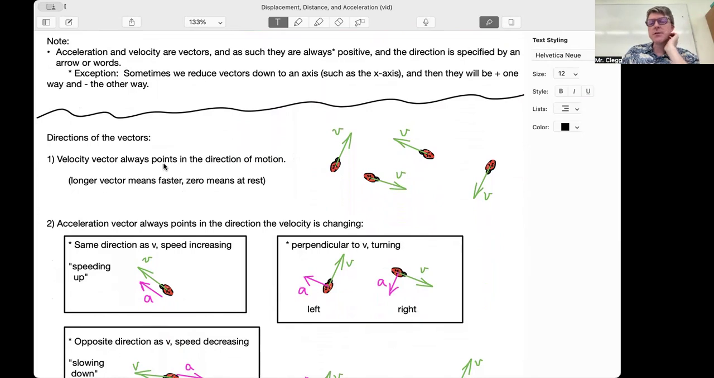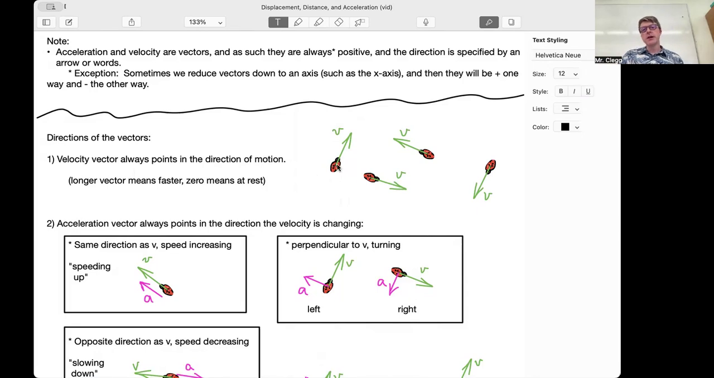So now we're going to talk about the directions of the velocity vector and the acceleration vector. We already talked about the direction of the displacement vector. It always just points to where the object is. Now the direction of the velocity vector always points in the direction of motion.